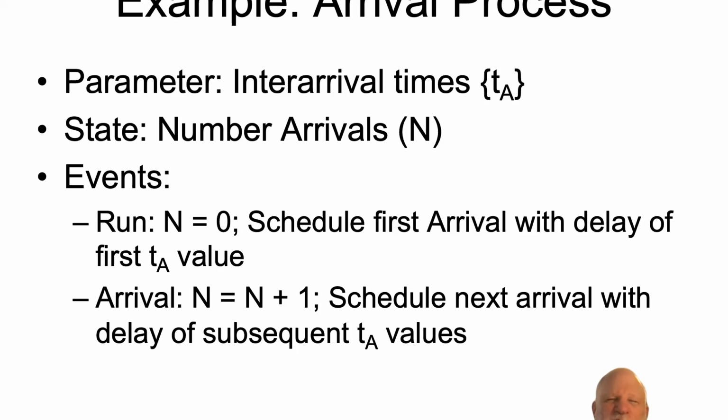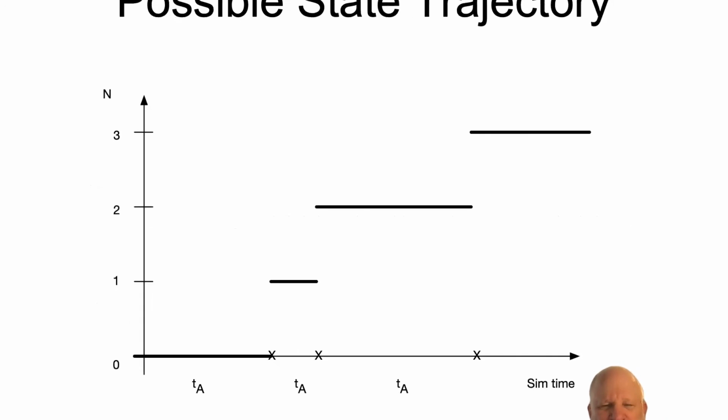And in fact, this is going to be the first one I'm going to have you implement when we get to that. So here's a possible state trajectory for that arrival process. Here are different values of t sub a. It starts off at 0, and then t sub a is a time between here and here, and then it jumps from 0 to 1 at the arrival event.